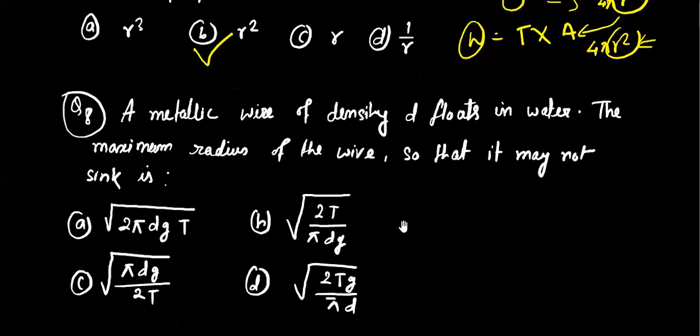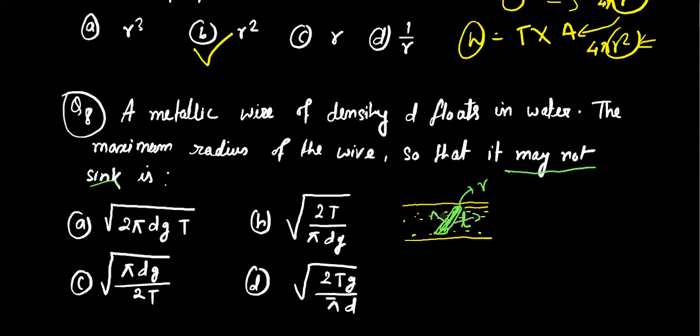Okay, this is the last question of this first video. A metallic wire of density d floating in water: find the maximum radius of the wire so that it may not sink. Suppose this is the liquid and the wire is placed over here. Suppose its length is L and its radius is R. The condition says it may not sink, so it means that the surface tension of the liquid balances its weight.